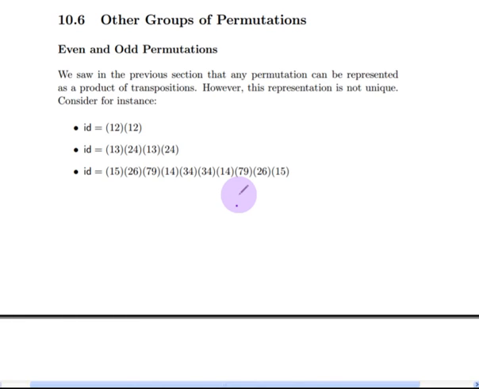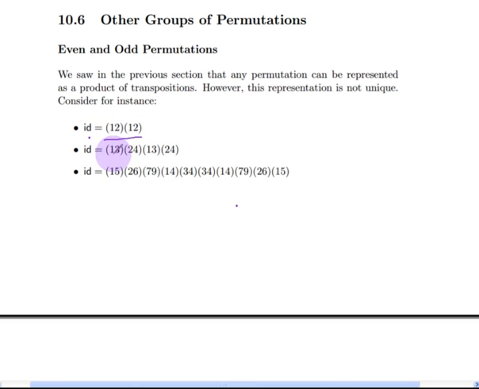Now, we have talked previously about subgroups, and in these couple sections we're going to introduce one particularly important subgroup of the permutation groups. Okay, so let's begin. Now, we know that we can write any permutation as a product of transpositions. But that representation is not unique. For instance, the identity can be written in several ways.